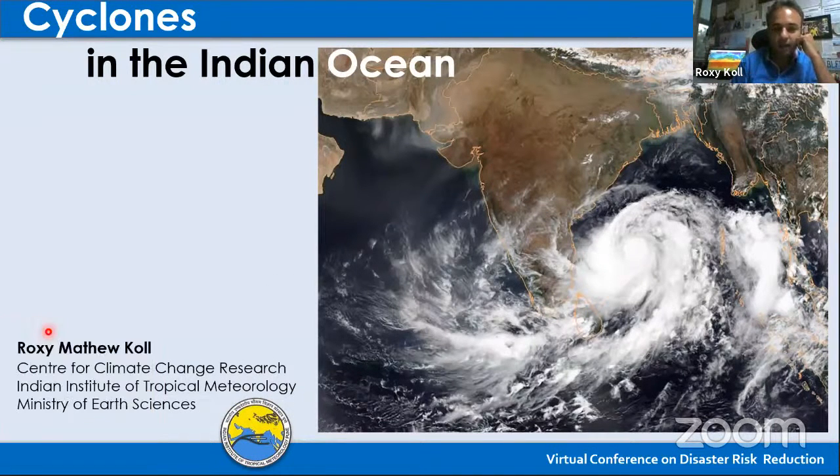And considering that these oceans are changing over time, how does this cyclone characteristics change? Will it affect us over India and South Asia and other parts of the Indian Ocean rim? That is what we are going to hear today in this talk titled Cyclones in the Indian Ocean. Now, I am Roxy Matthew Koll from the Center for Climate Change Research. It's a center in the Indian Institute of Tropical Meteorology. It's located in Pune, and it's under the Ministry of Earth Sciences.